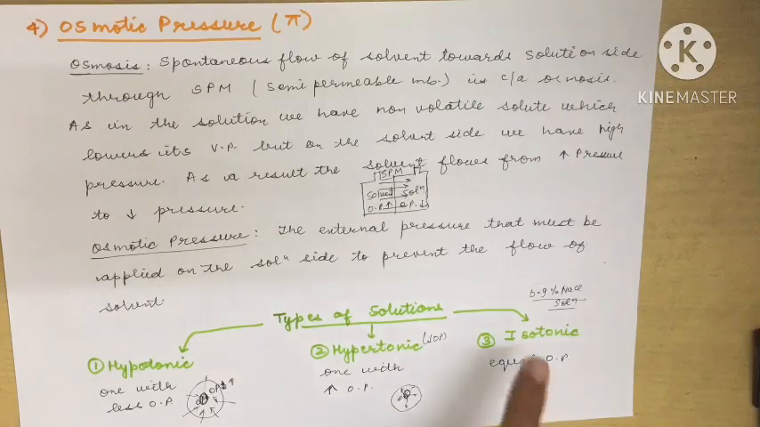So to prevent that, we use 0.9% NaCl solution, which acts as an isotonic solution to our body cells. So this is the basic concept of the types of solutions.